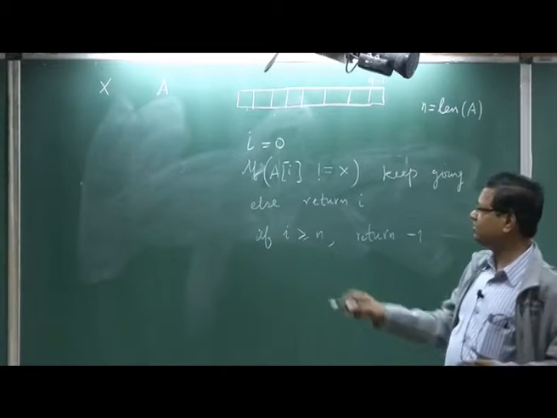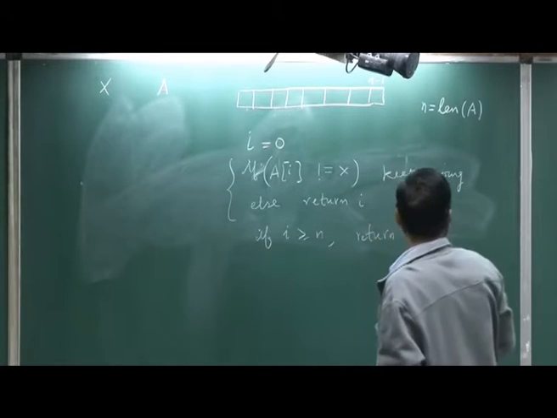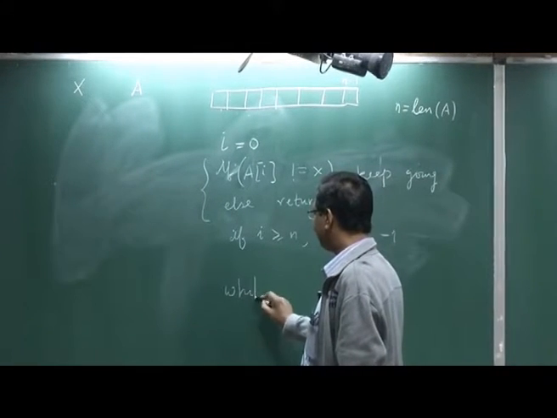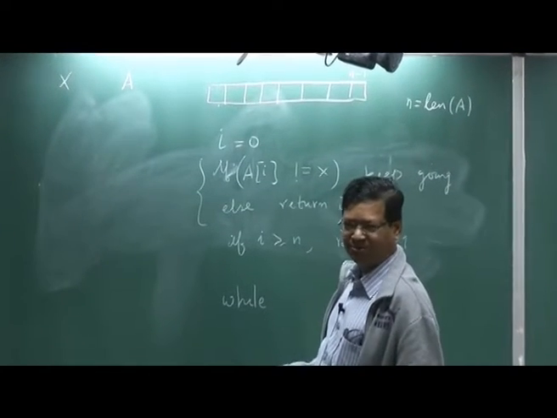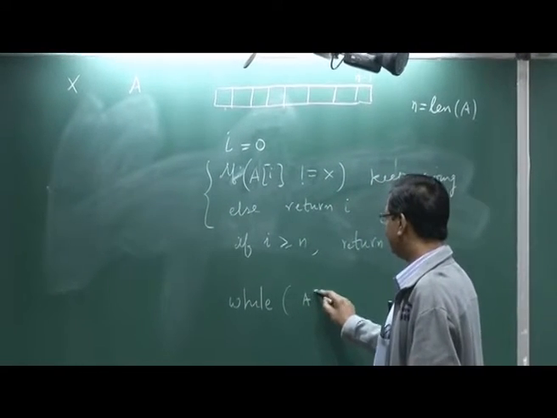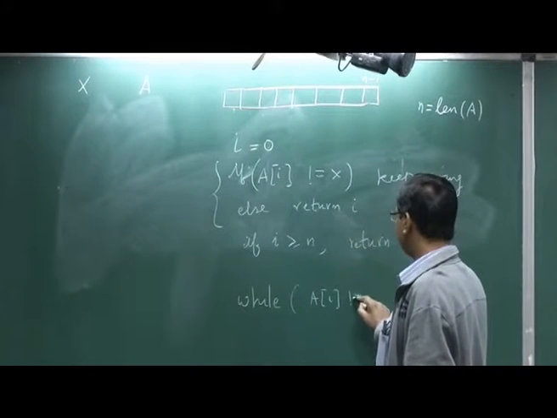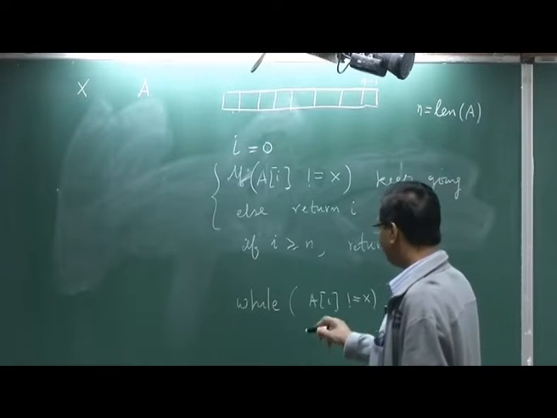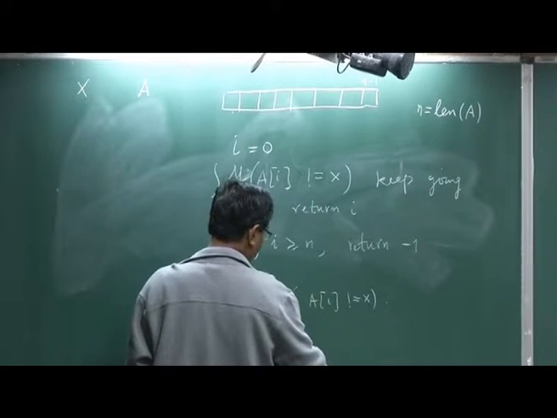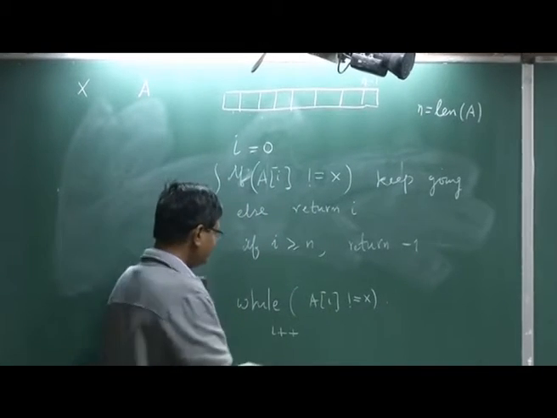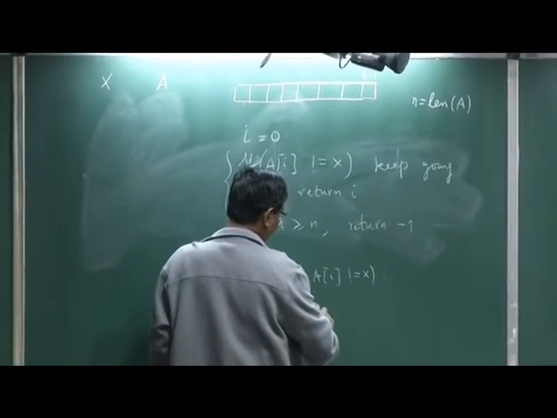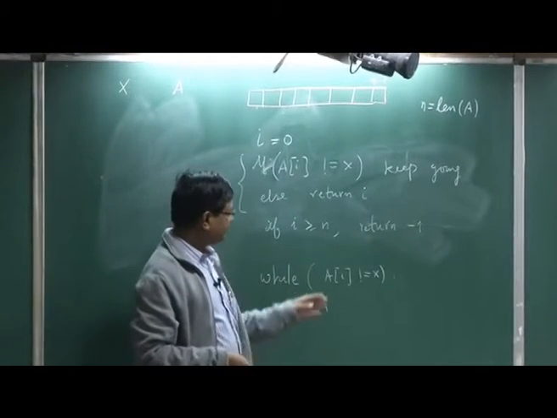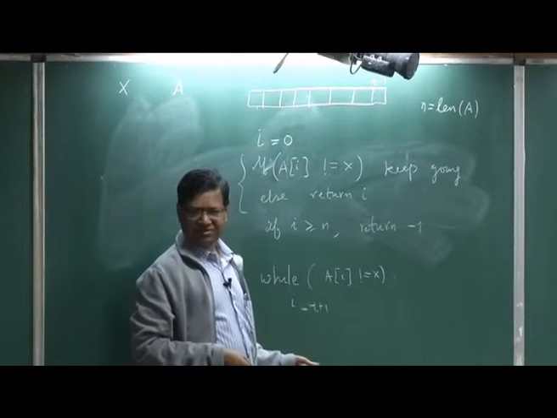So I'll just put these two in the loop. Now this is getting converted into Python code: while a[i] not equal to x, I should just increment i. In C you write it like that, i equals i plus 1, and keep looping. As soon as a[i] equals x, it will come out anyway.